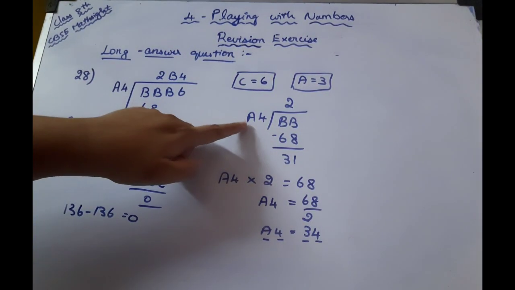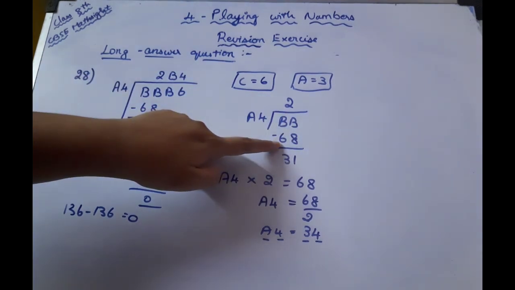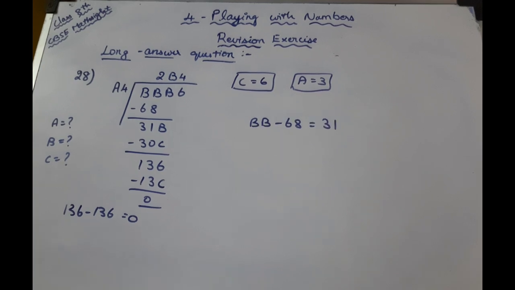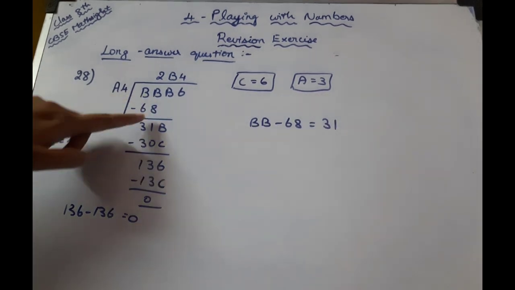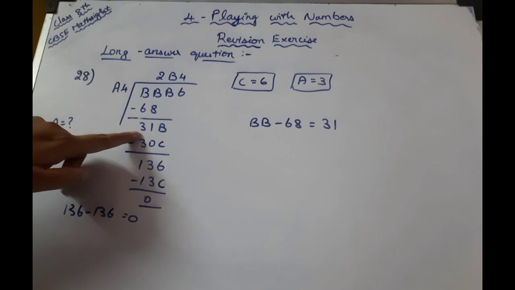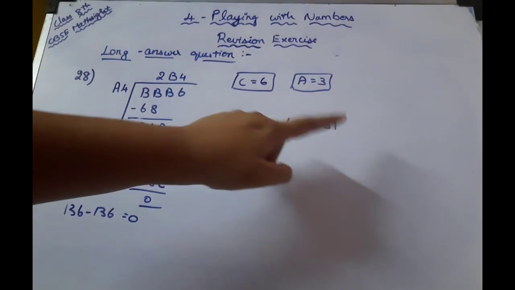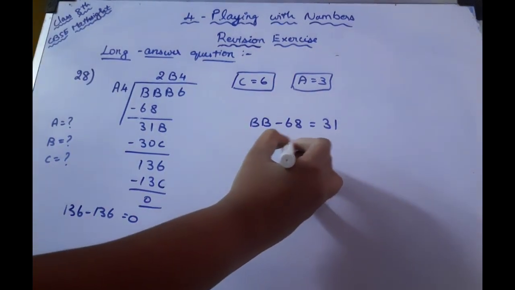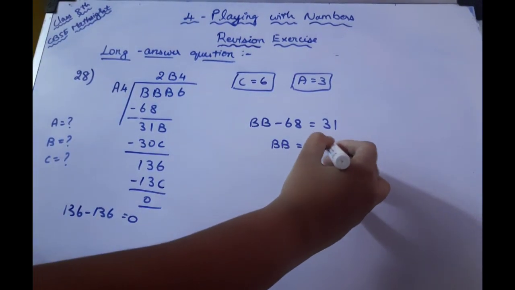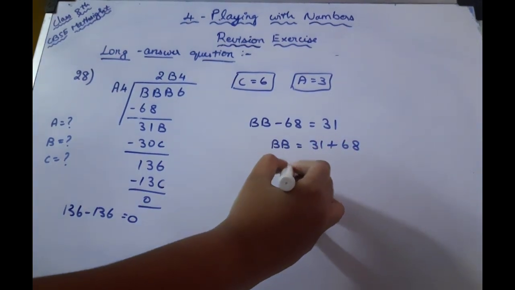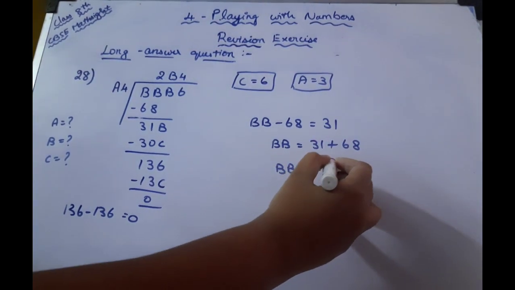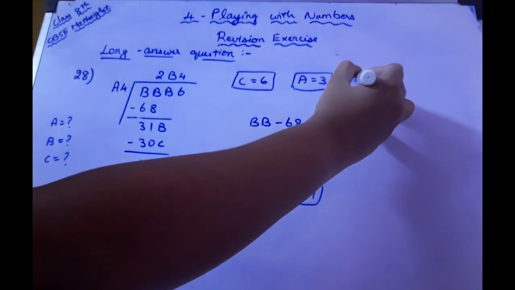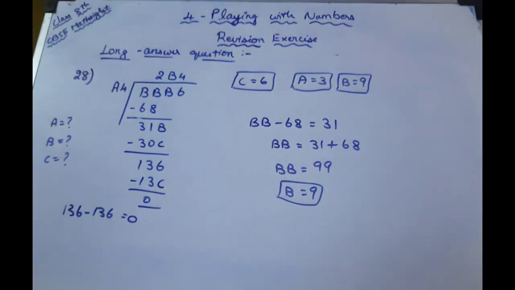Now we are going to substitute: 34 into 2 gives 68. From this we are going to find out the value of B. We can see that B minus 68 gives the remainder as 31, which means when we take 68 to the other side we will be getting the value of B. So B is equal to 31 plus 68. When minus 68 goes to the other side it becomes plus 68. So 31 plus 68 becomes 99, from which we can conclude B value is 9. So we have found out A value, B value and C value.